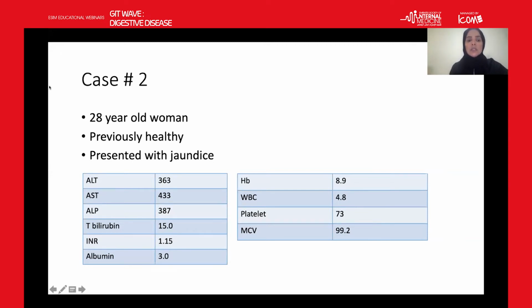And her ALT was 363, 5 to 15 times the upper limit of normal, a moderate elevation, with AST of 433, alkaline phosphatase of 387, bilirubin 15, INR 1.1, and albumin of 3, with hemoglobin low at 8.9 and platelets low at 73. At this stage, because of the low platelets, anemia, and total bilirubin of 15, you would think this patient is already cirrhotic.